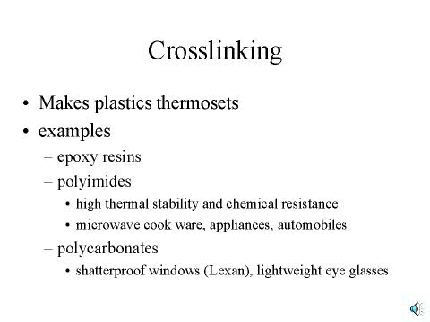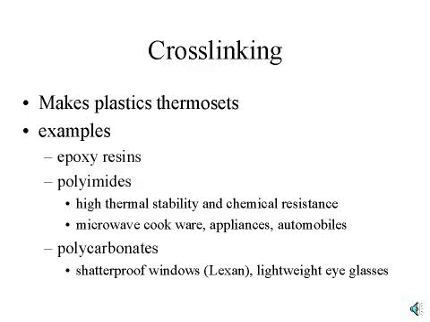So that is how we can synthesize polymers and how the properties of the polymers depend on the synthesis. We can also modify the properties of the polymer after the synthesis by a couple of methods. One is cross-linking. Cross-linked polymers are not going to soften when heated. For example, epoxy glues and resins are cross-linked polymers. Polyimides, used for microwave cookware and cases for appliances, have high thermal stability and chemical resistance.